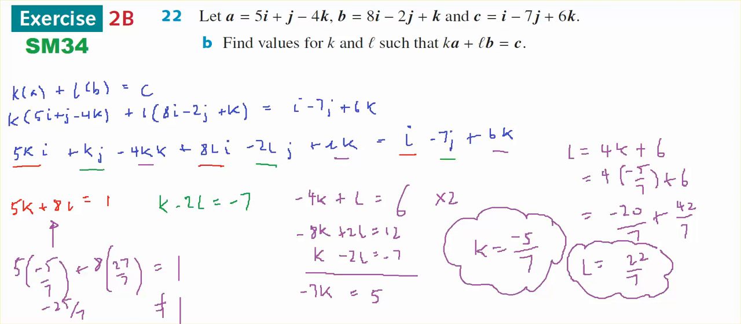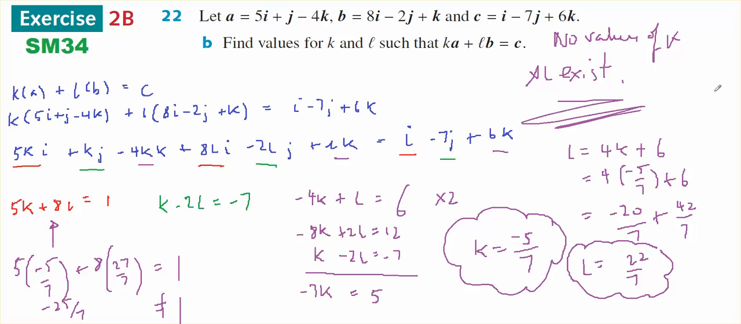Since the right hand side doesn't equal the left hand side, for these values of k and l, no values of k and l exist, which means that these three vectors, a, b and c, are independent, not dependent vectors.